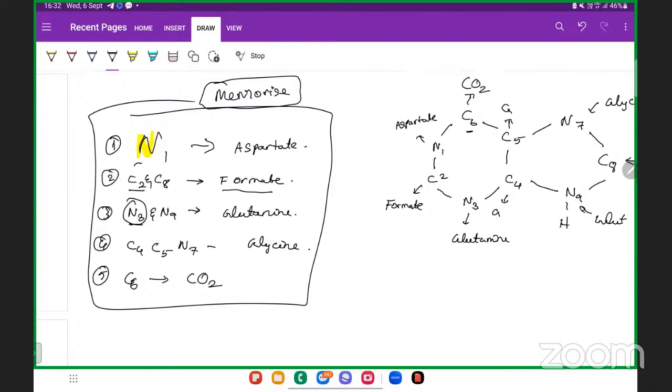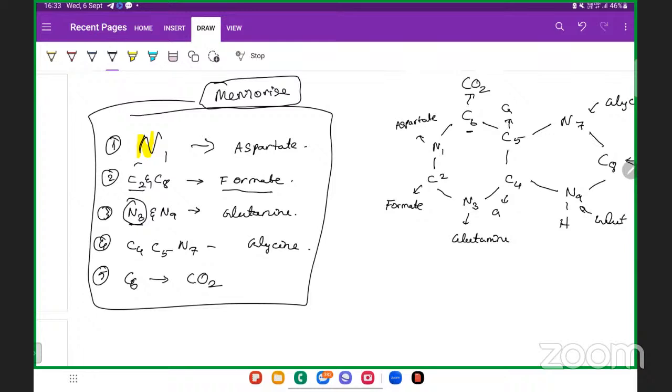And glycine is going to be C4, C5 and N7. So glycine is a combination of a carbohydrate component and nitrogen, so it's a carboxy amino acid. Therefore, you have the C4, C5 and N7 that give you glycine, and you have the C6 component that is going to be carbon dioxide.